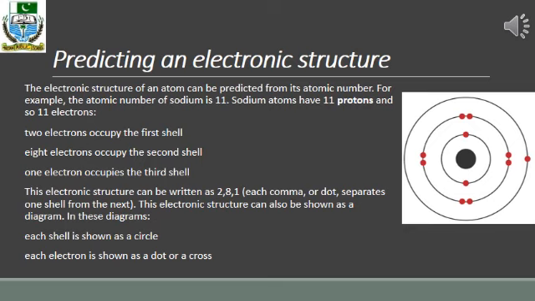Here in the diagram, as you can see, each electronic shell is shown as a circle, and each electron is shown as a dot in the given diagram, or you can draw it as a cross in the diagram.